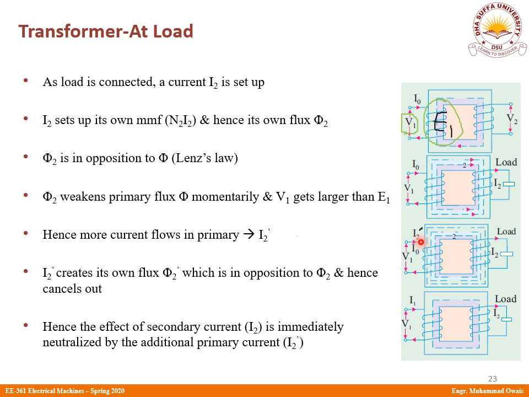Now remember, I2 dash जब flow करेगा, तो I2 dash will again set up its own magnetomotive force, ठीक है? और इससे जो flux बनेगा that will be given by phi 2 dash, ठीक है? And this phi 2 dash will be exactly equal to this flux phi 2 जो कि load की वजह से हुआ था. तो होगा क्या, can you figure this out, phi 2 dash will cancel out the flux phi 2 and at the end of the day what we are going to have is that कोर के अंदर जो मेरे पास flux होगा that will remain the same, which means the effect of secondary current जो कि load की वजह से था is immediately neutralized by the additional primary current.